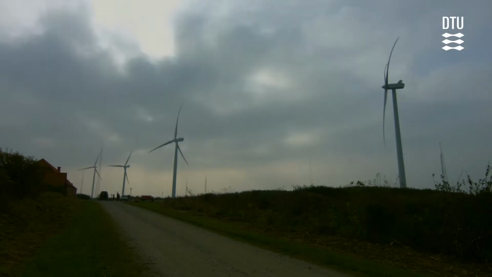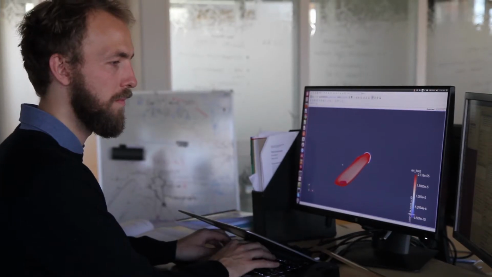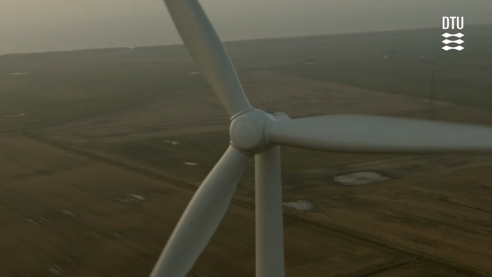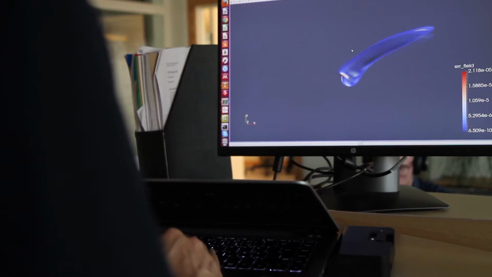Our society today has a great demand for energy, and wind certainly has part of the answer for that. A very central question here would be, how can we shape the blades of the wind turbines in order to extract the maximum amount of energy? I work with computational fluid dynamics. We investigate shape optimization by using computers.